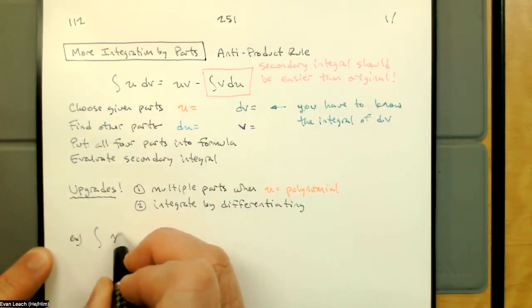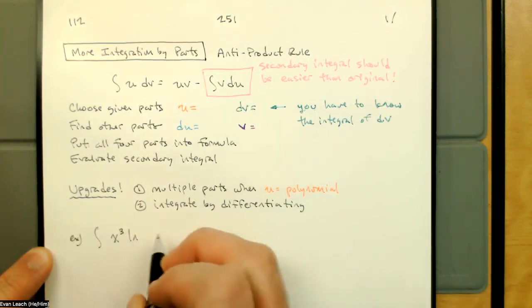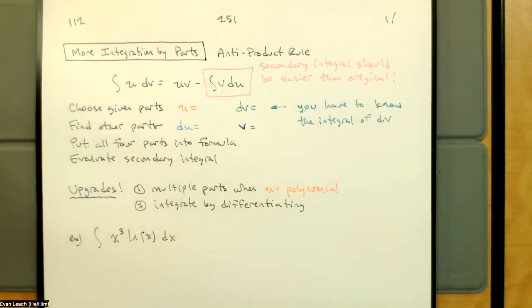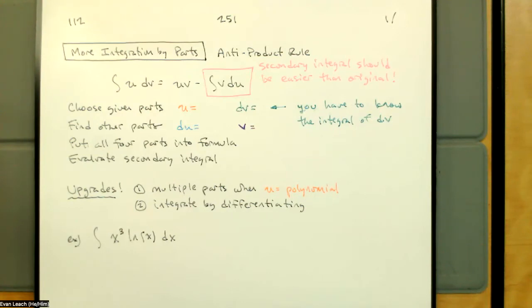This particular example is going to emphasize the dv choice. The idea is that dv has to be something that you can integrate. After you learn integration by parts, this one is a good one to be presented with, because we're really going to be tempted to make u equal x cubed. And then we're going to see that that will not work at all.